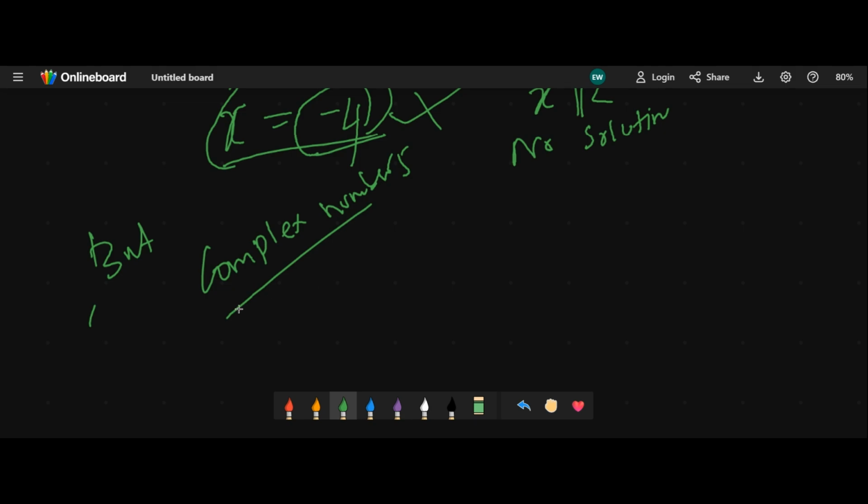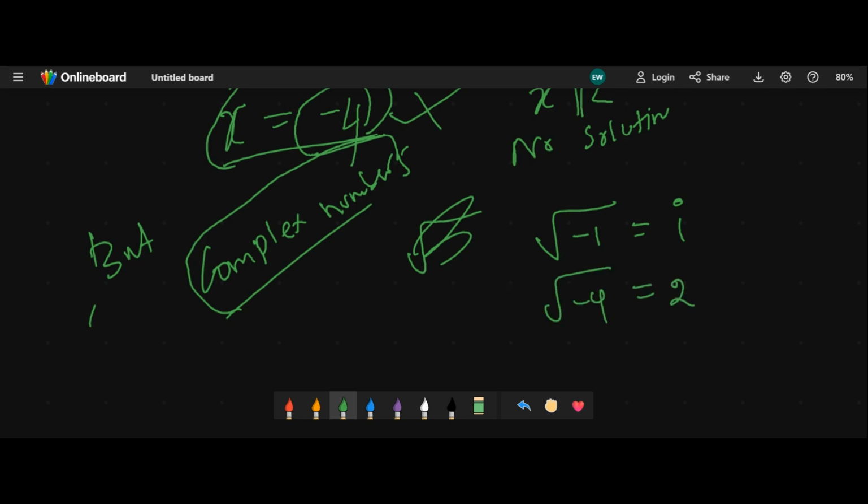On a complex plane, if x is a complex number, we can have a negative number inside a root, using something called imaginary units. Basically, the square root of minus 1 is equal to i. So i means imaginary, it's an imaginary unit. We can write i is equal to the square root of minus 1. So root minus 4 is basically 2i.